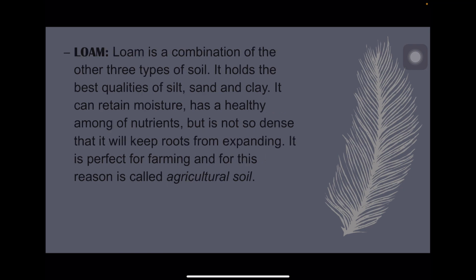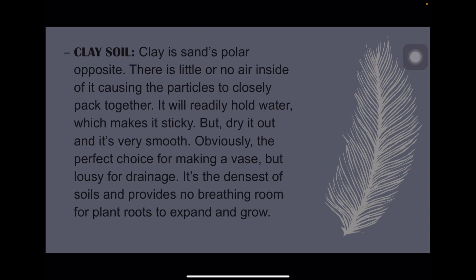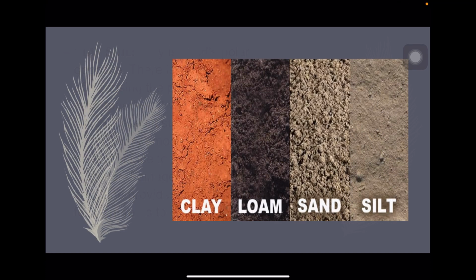Loam is a combination of the other three types of soil. It holds the best qualities of silt, sand, and clay. It can retain moisture, has a healthy amount of nutrients, but is not so dense that it will keep roots from expanding. It is perfect for farming, and for this reason, it's called agricultural soil. So here, loam is quite the same as the silt, which I've mentioned before. It is used for growth. So these are the types of soils, which are clay, loam, sand, and silt.